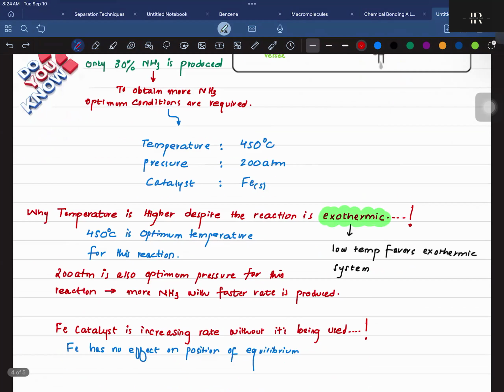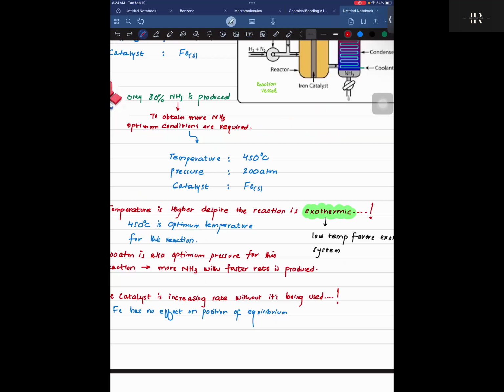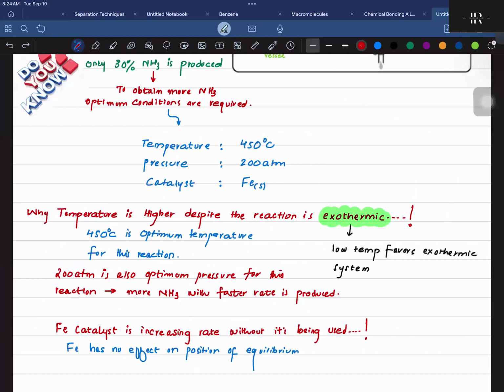Then I told you that providing temperature is so much expensive. So what am I supposed to do to increase the amount of product? I have invested a lot of money. What can I do to increase the yield of product? Then we have another option as well, that is pressure. So we have increased the pressure.